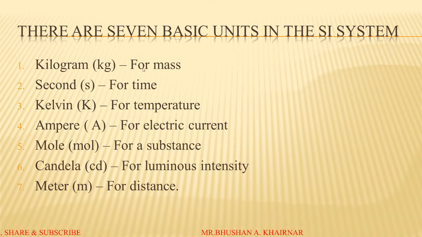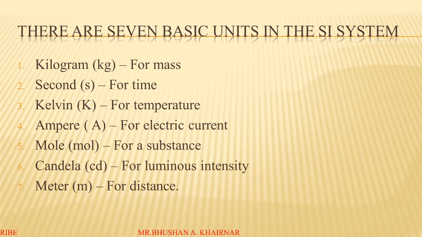Suppose in this first system, or the first type of unit, kilogram. It has two parts. One is the kilo and another one is the gram. So gram is the smaller part and kilo is the larger part. Basically, before the smaller part, there is one part that will be called a prefix. So kilo is called a prefix.